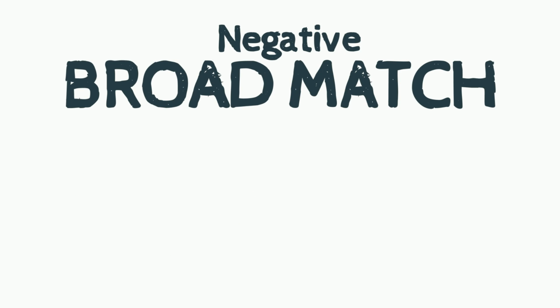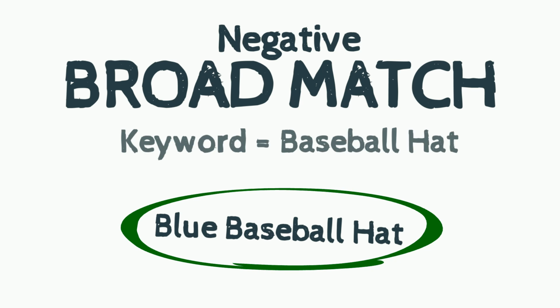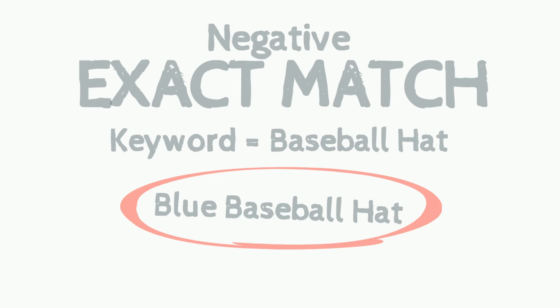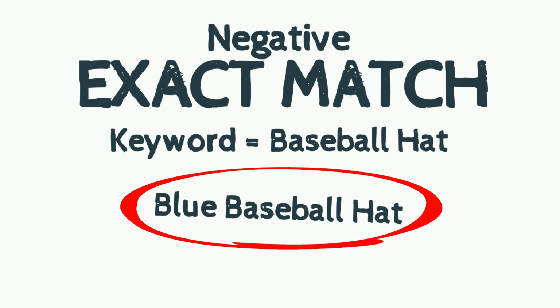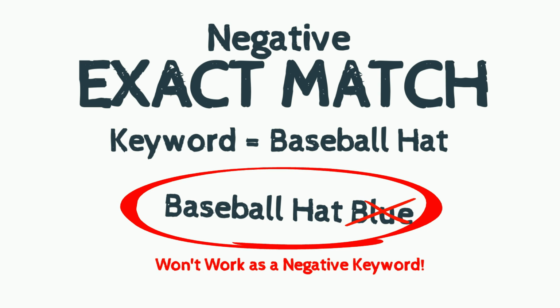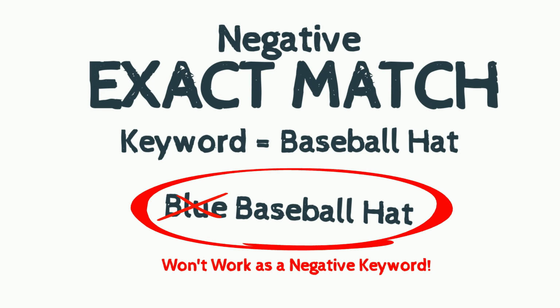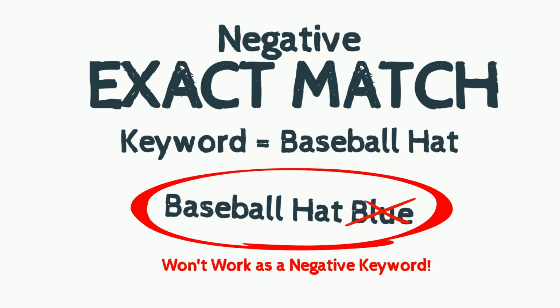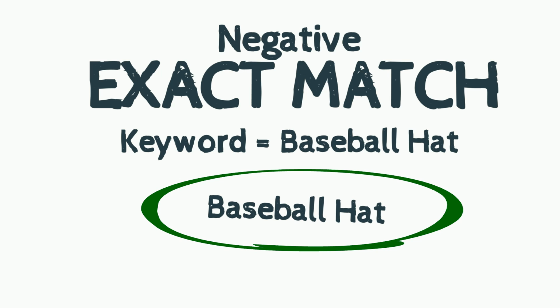So for example, broad match could catch blue baseball hat when your keyword is baseball hat. Whereas if you have an exact negative keyword, now you can't have the blue in front of there. Otherwise, it's not going to negative that keyword out. So for exact negative keywords, if you have a word in front of the keyword, or after, it's not going to work. If someone types in blue baseball hat instead of baseball hat, that's not going to work on that keyword. Or for example, baseball hat blue. Again, that won't work. If they type in baseball hat, that works. So that's the difference between those 3.